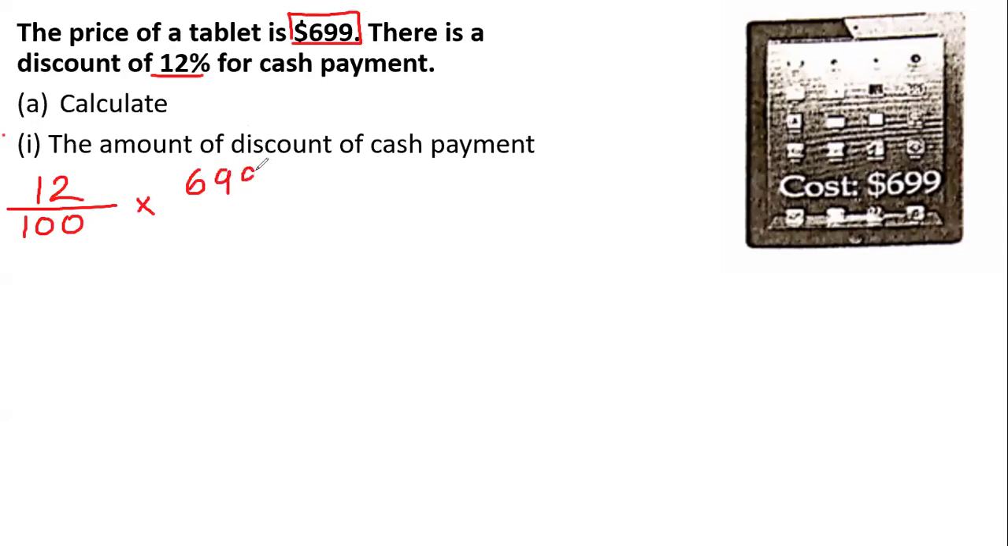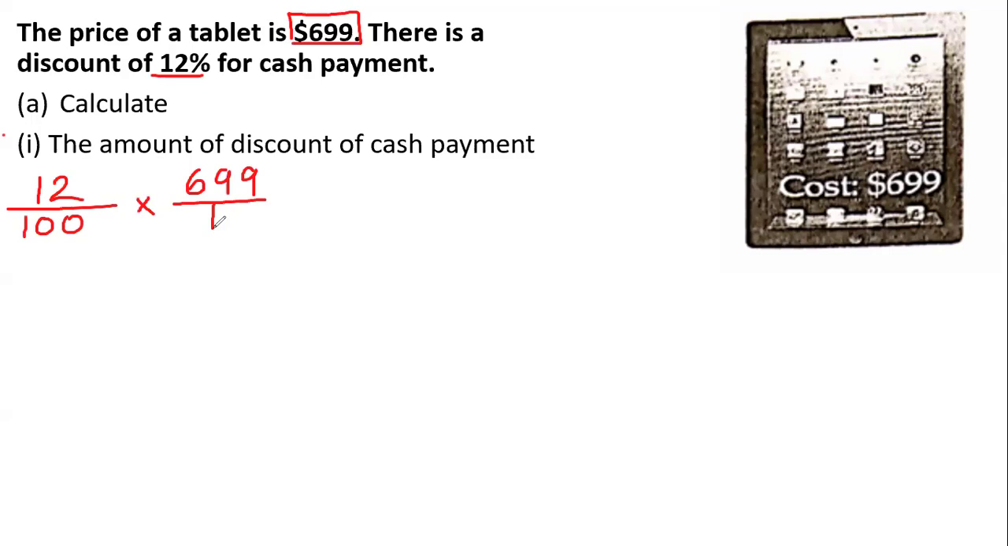$699. We're going to put it over what? Over one. Very good. Class, do you know how to multiply fractions? Yes, sir. We have 12 over 100 multiplied by 699 over 1. How do we multiply that?